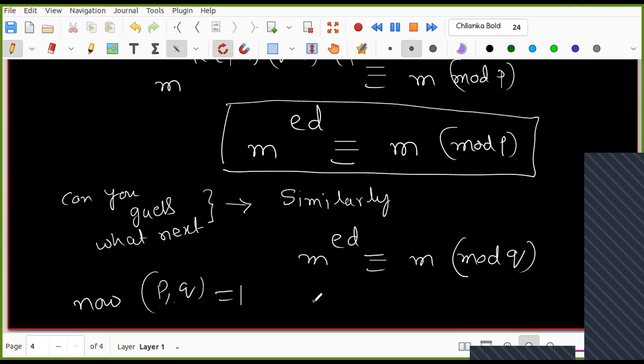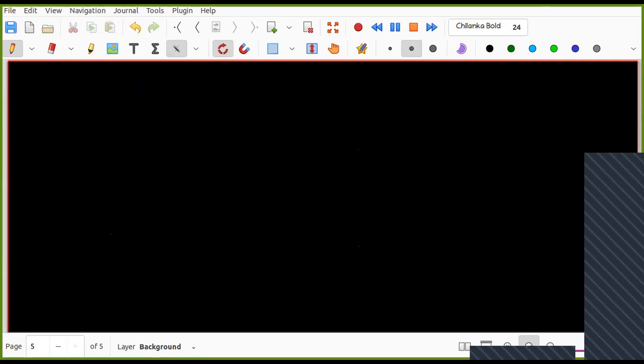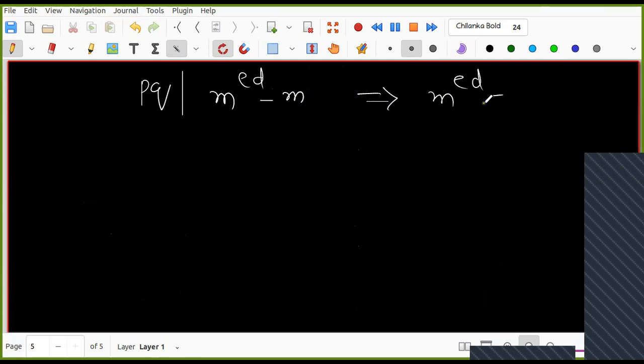So P divides M power ED minus M, and Q divides M power ED minus M. Since the gcd of P and Q is 1, what is going to happen? P into Q divides M power ED minus M. So this implies M power ED is congruent to M modulo N.